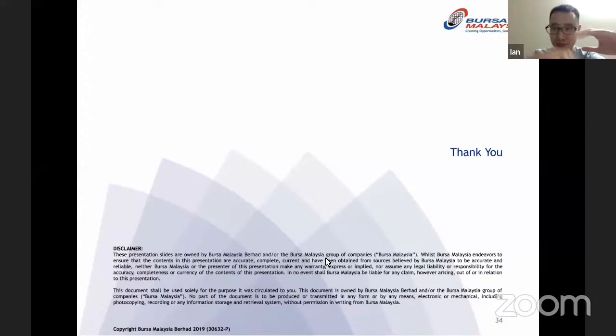Okay, so imagine this. Let's say you have a property which is worth $1 million, and then we have the maximum gearing of 50%. So your mortgage is $500,000.